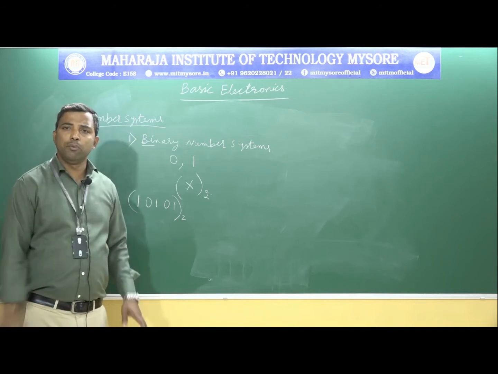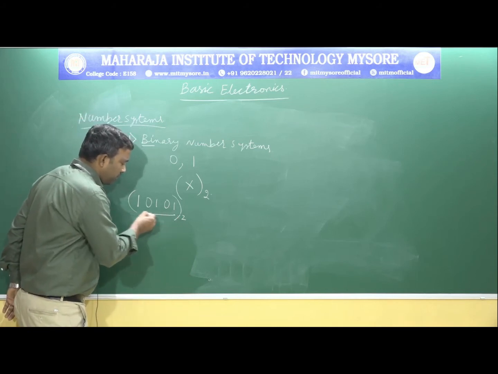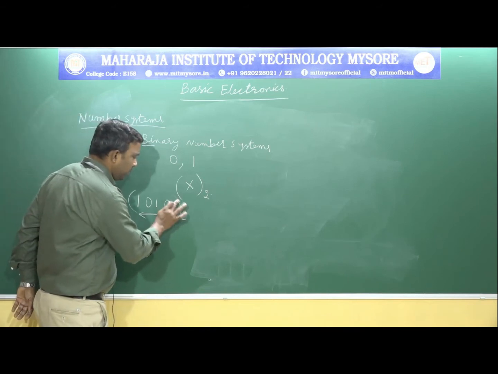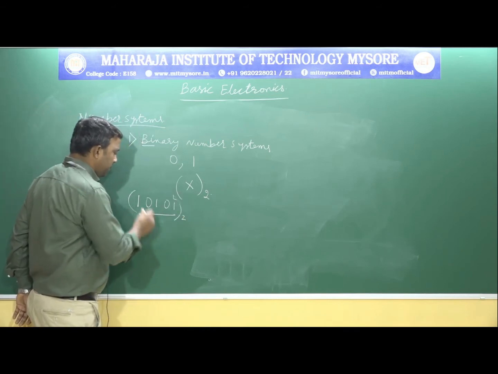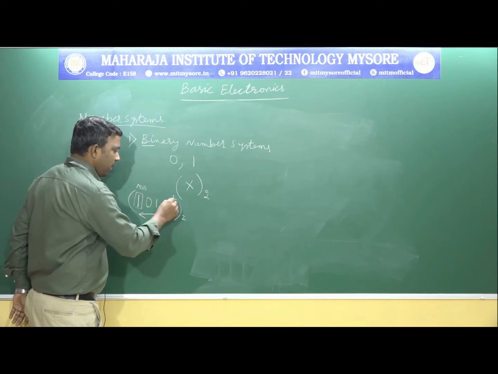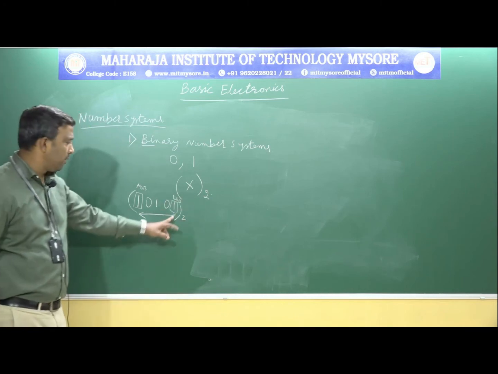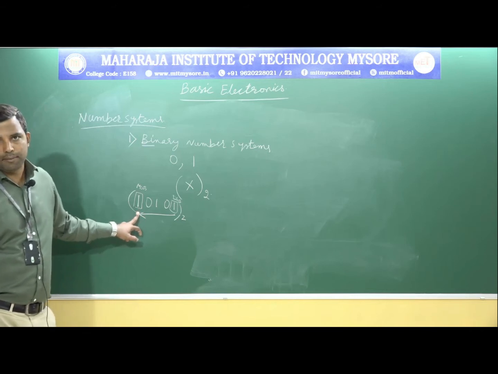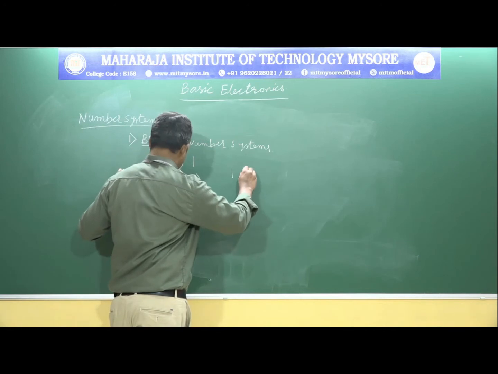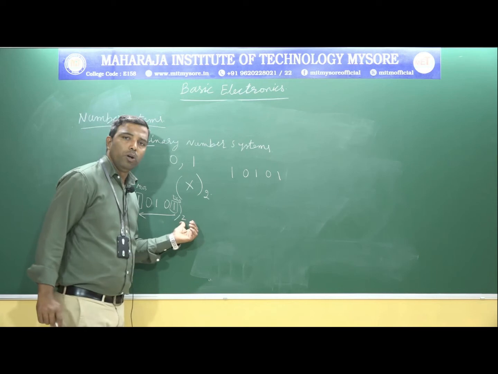Here, similar to the decimal number system, we are considering from this side to this side. We are calling this LSB and the last one MSB: least significant bit and most significant bit. And the number 10101, I consider here with a base of 2.